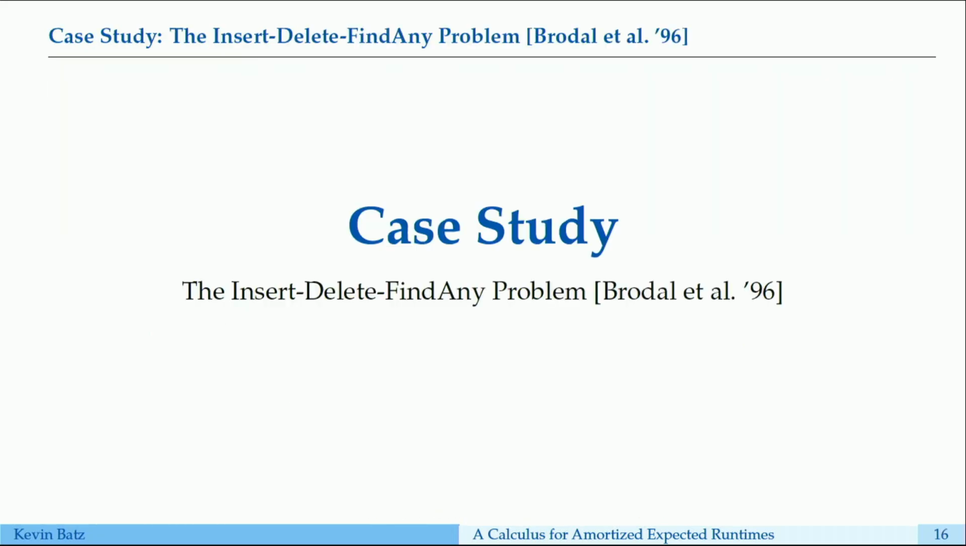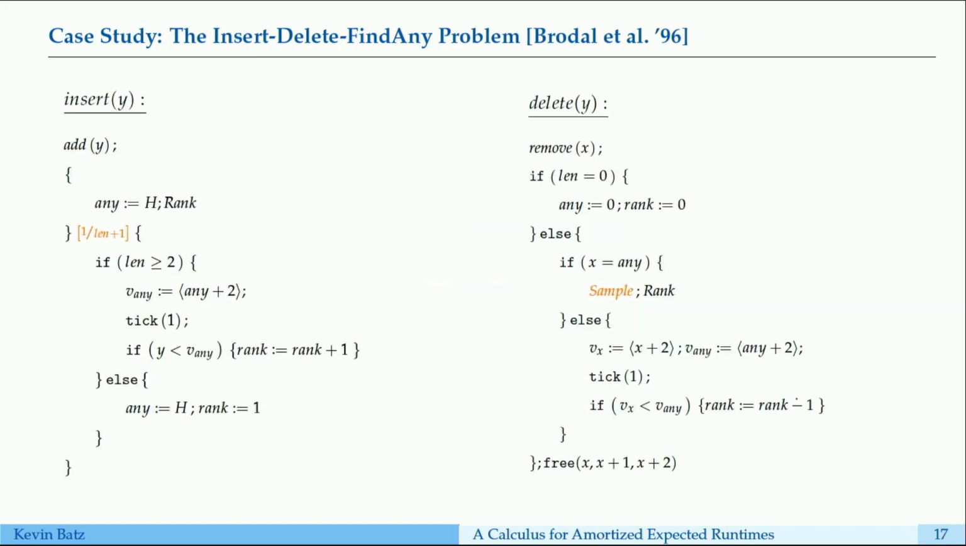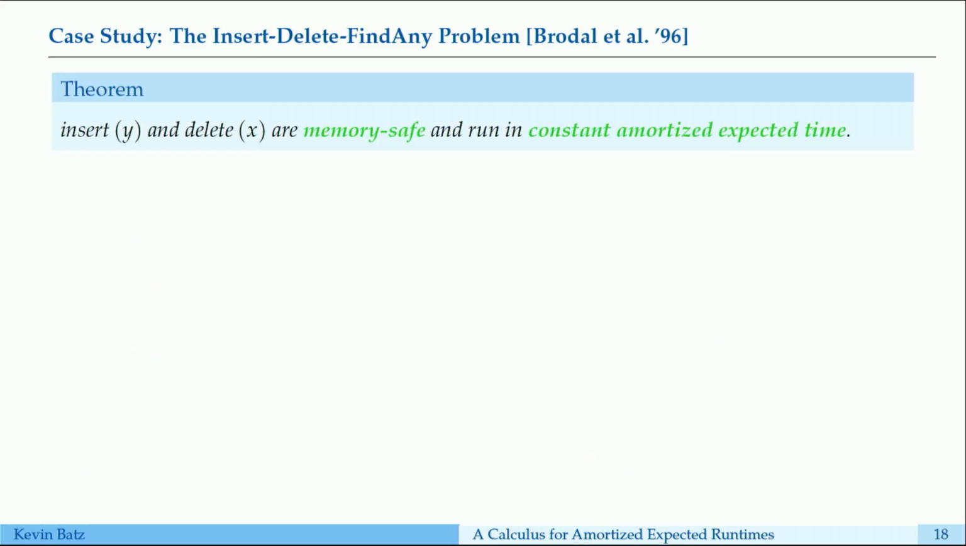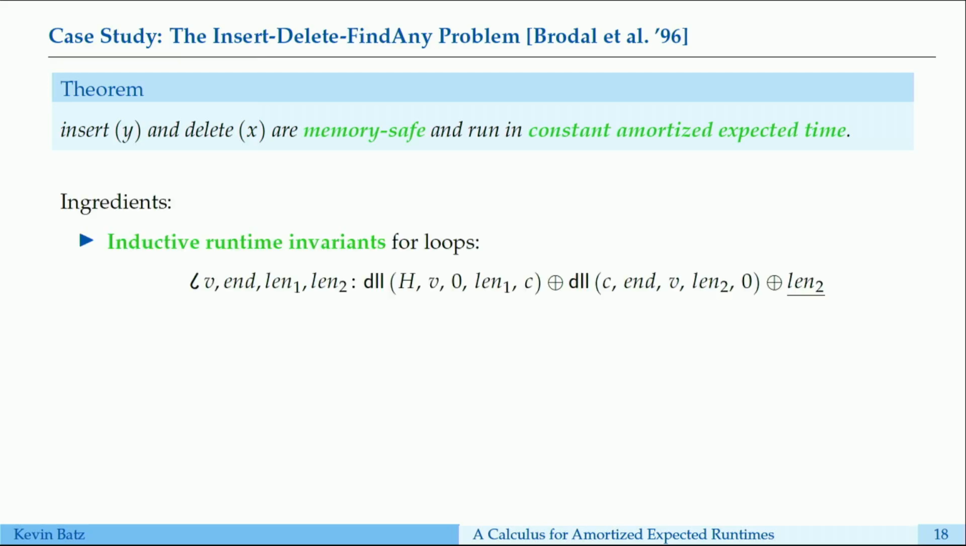All right, so finally back to our case study, the insert-delete-FindAny problem that I've shown you in the beginning. Here is again the source code, and using our calculus, we can now, very similar to standard separation logic proofs, analyze the amortized expected runtimes of these operations. So we can prove that indeed they are memory safe and run in constant amortized expected runtime. And the main ingredients we need for that are, first of all, inductive runtime invariants for loops. They are not always easy to find. This invariant, for instance, evaluates to the length of a sublist in the heap.